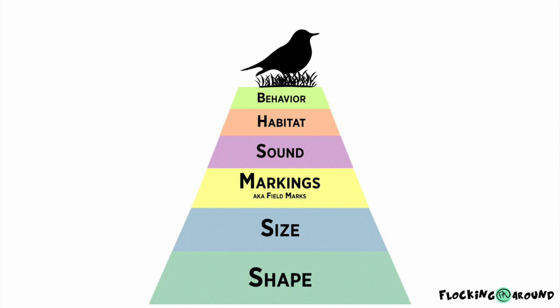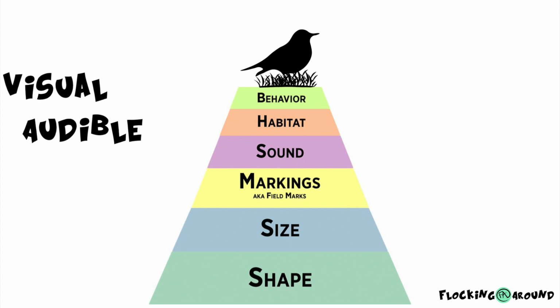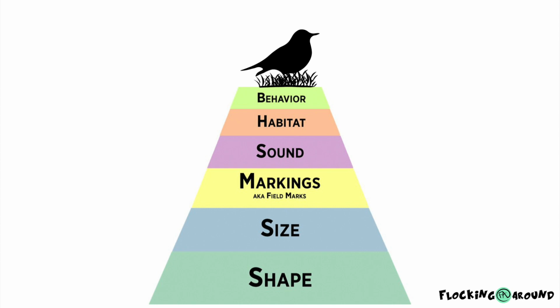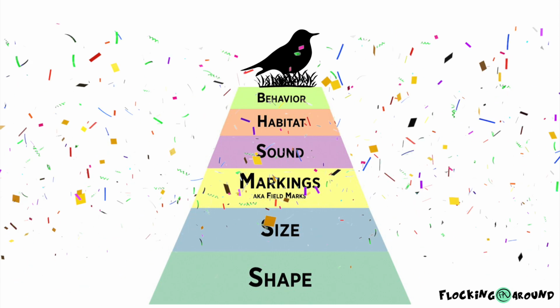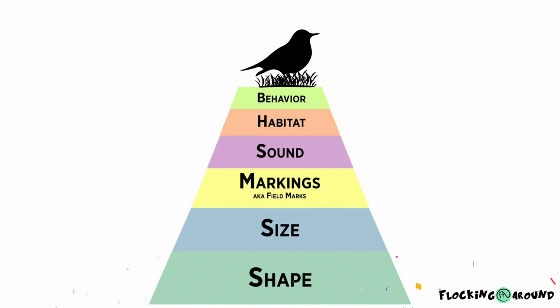So, within each of those clues, we have other small pieces. What's visual? Shape, size, markings. What's audible? The sound it's making. There's multiple types of sound birds can make. And then the context: behavior, habitat, location, date, etc. All these things are this amazing walkway or stairway to bird identification glory. And as you can see, at the top of this one sits the American robin.